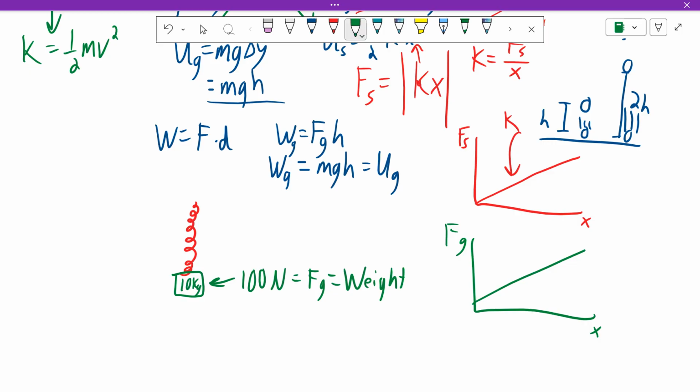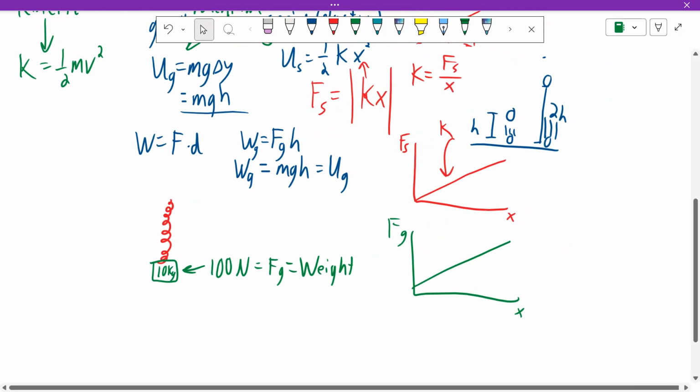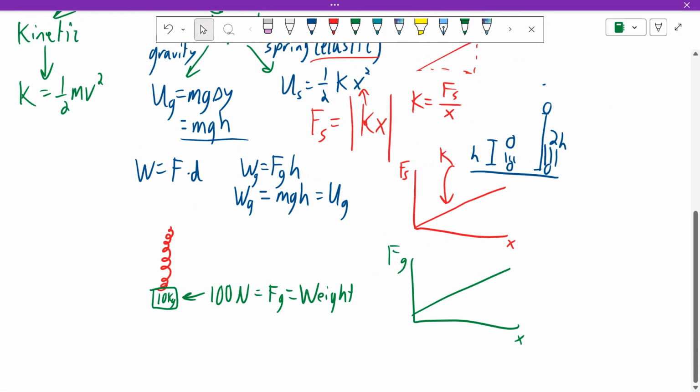But, the force of the spring. But yeah, so be familiar with Hooke's law and how to manipulate that, kind of like what we did for the lab.